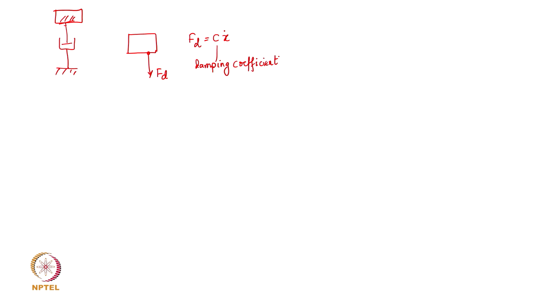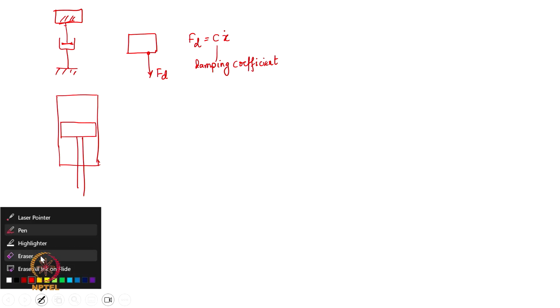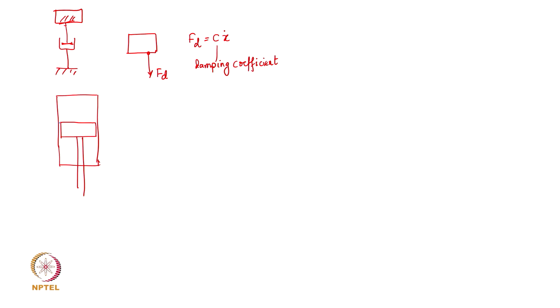This damping coefficient, where is it actually coming from? If the dashpot is represented here, in a physical sense, what is the dashpot? It's in a shock absorber also. The dashpot is like a piston moving back and forth in a cylinder with a viscous fluid around it. So, there is a viscous fluid around this cylinder's outer surface. The fluid here is viscous in nature.